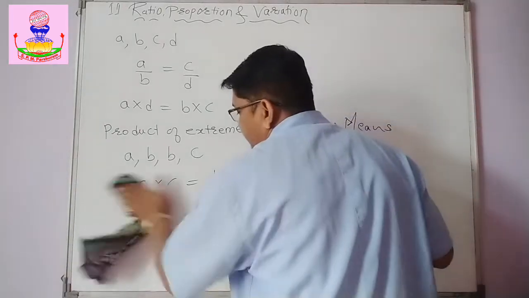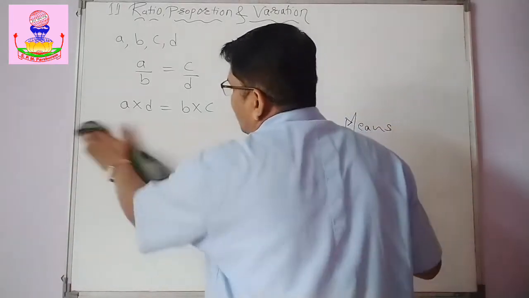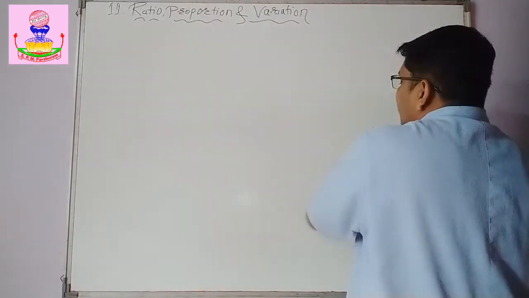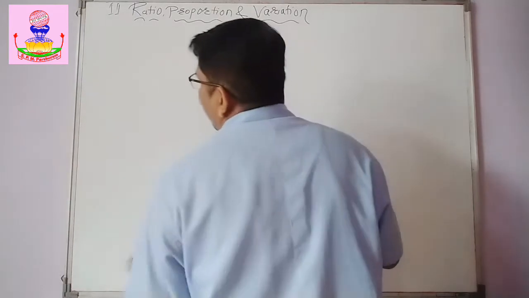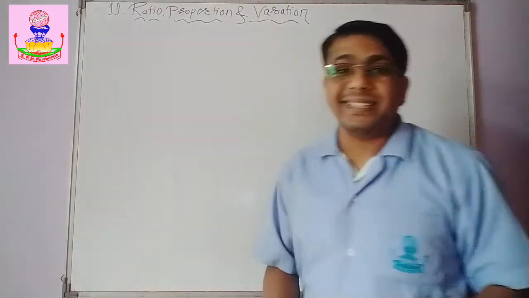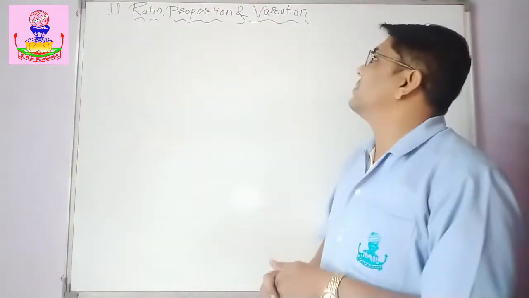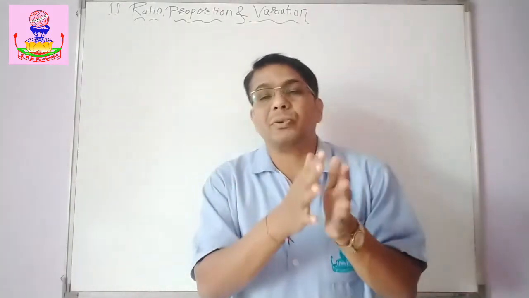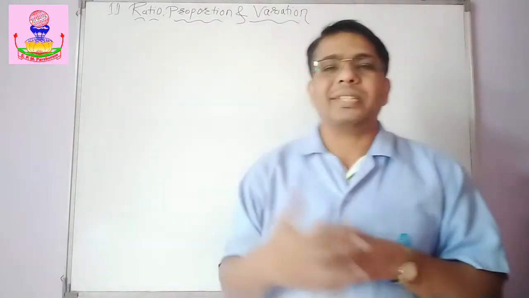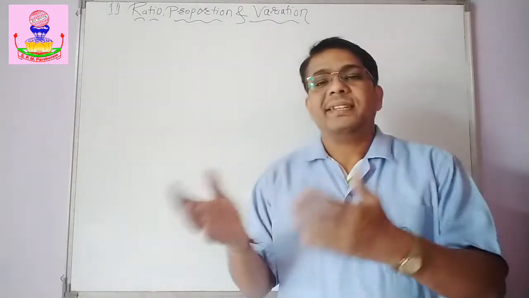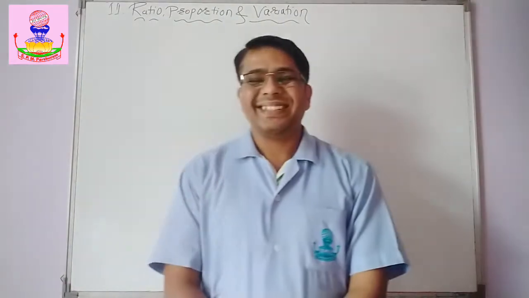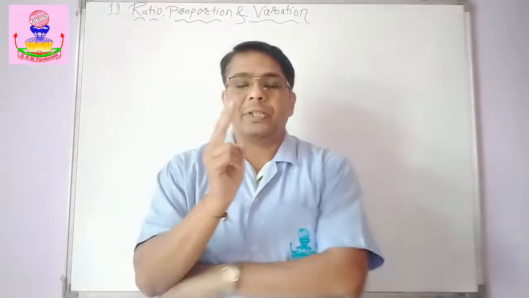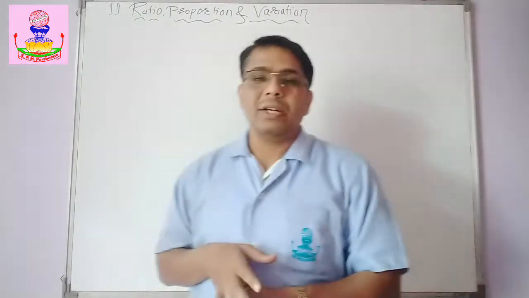Now variation. Suppose two quantities are related to each other, and if one quantity changes, the other related quantity also changes. So that is called variation. Because when the first quantity changes, it has an effect on the second quantity. As a result of that, the second quantity also changes. Now variation is of two types, direct variation and inverse variation.